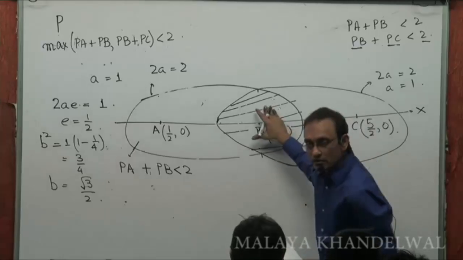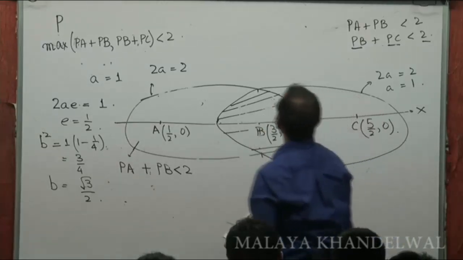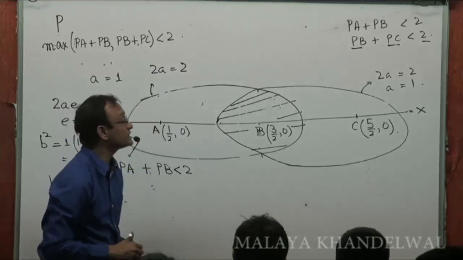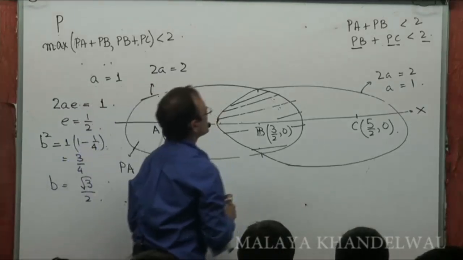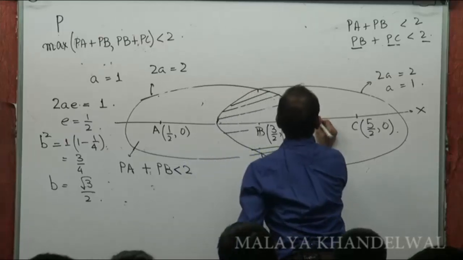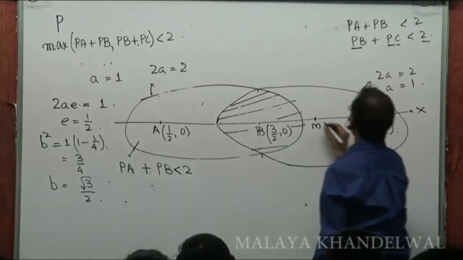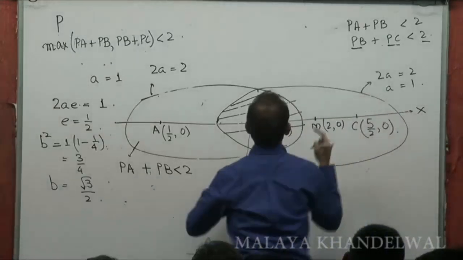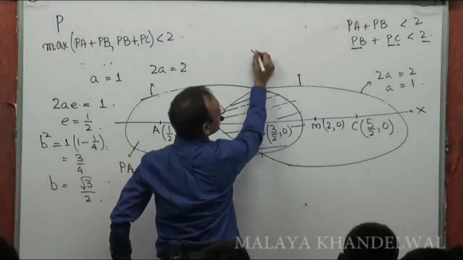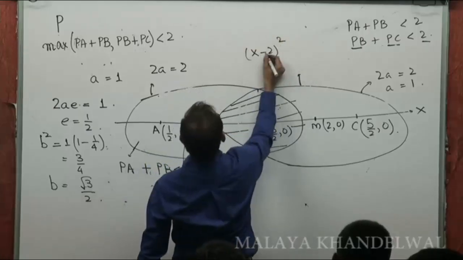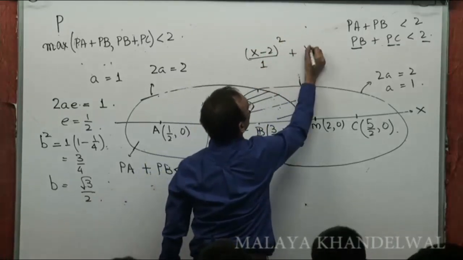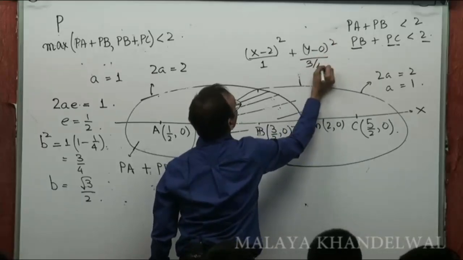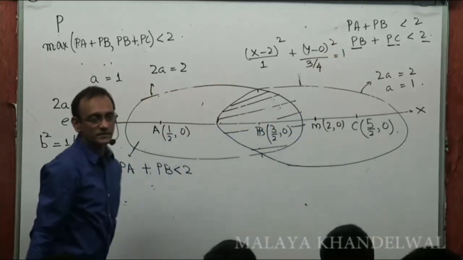And we want to find the area of this region. Not a difficult task. Integration is involved, obviously. You can find, let's say, the equation of one of the ellipses. The center of this ellipse is what? 2, 0 is the center of this ellipse. So the equation of this ellipse is going to be (x minus 2) whole squared by a squared, a squared is 1, plus (y minus 0) whole squared by b squared, b squared is 3 by 4, that must be 1. That's the equation of this ellipse.